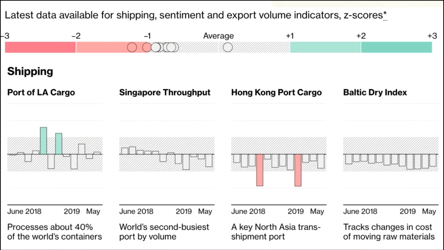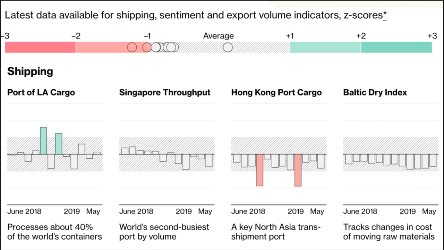So I use this data. This is from Bloomberg. The reason I'm using this data is that Bloomberg has been updating it since about 2010. In other words, they haven't now, in the panic of trade wars, gone and found data. This is stuff they have been doing for a long time. It tracks the Port of LA, which is 40% of world containers, Singapore, which is busiest by volume, Hong Kong, which is the North Asia Transport Unit, and the Baltic Dry Index. I don't much have faith in that. But look at the top one up here.